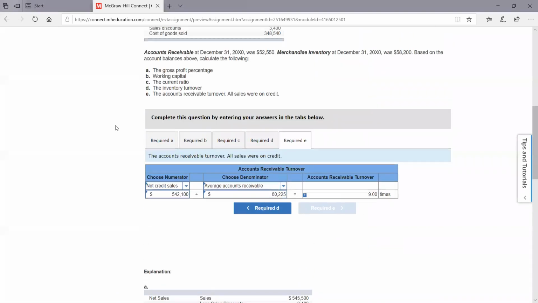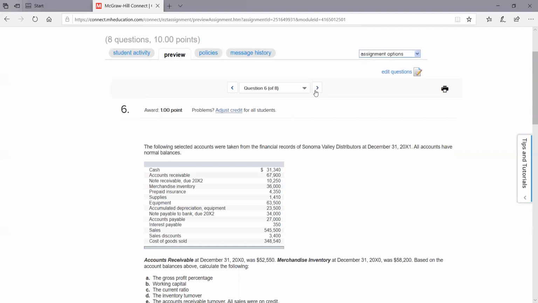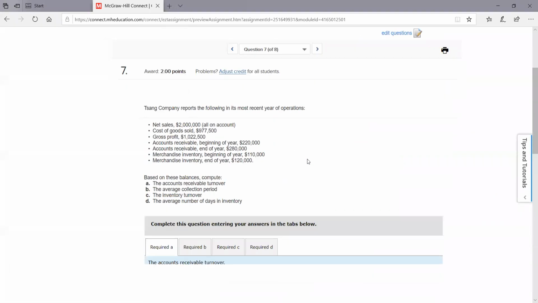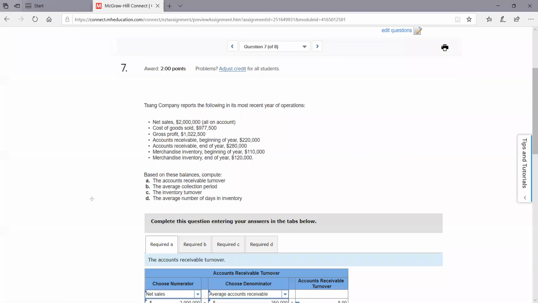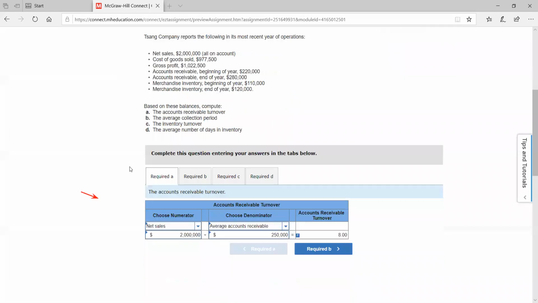And I think that's the last one on problem 6. Let's check out number 7. We're going to do some of the same ones here. You've got AR turnover, average collection period. That's just when you take 365 and divide by your AR turnover. And for inventory turnover, the same thing. You'll take 365, divide by that to get letter D. So it's the same calculations, except they're adding the time period in there.